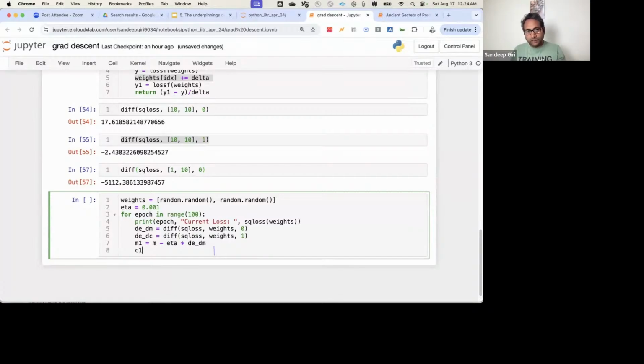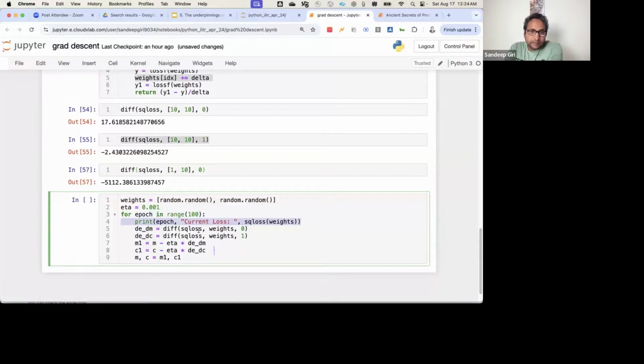Similarly, C1 equals, and M comma C equals M1 C1. Good.